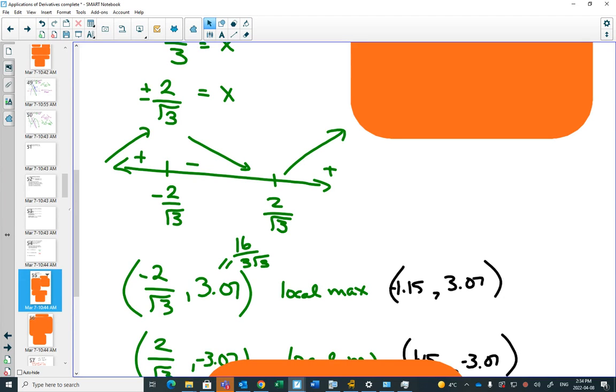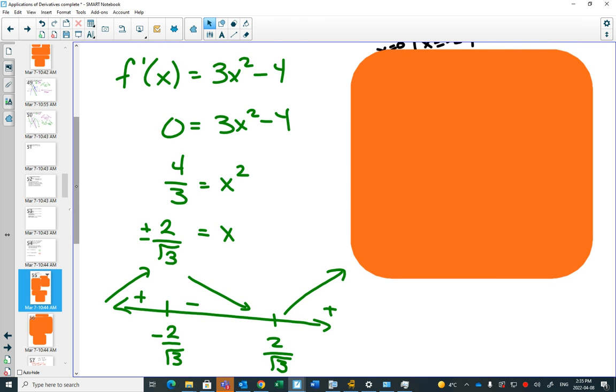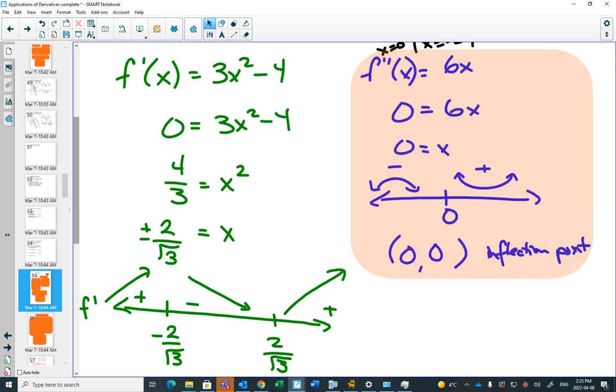Good? Can I scroll up to look at the second derivative? You're working on it? Again, I would probably label this number line. I'd put a little f prime beside it. Second derivative, a much nicer inflection point.